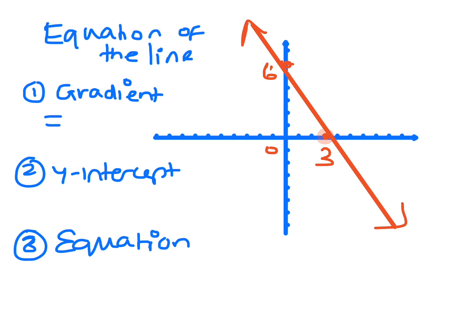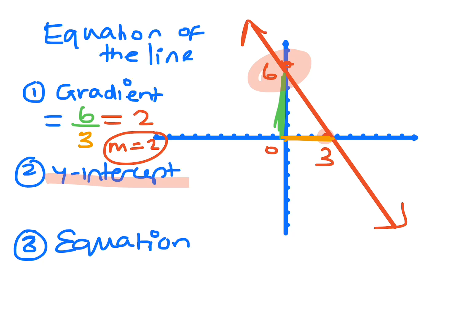Right, so first of all, we're going to find the gradient. So the gradient is the rise over the run. So the rise is 6, and the run is out there, so that would be 3. So 6 over 3 will equal 2. So that means the gradient equals 2. The y-intercept is where it cuts the y-axis. If you look at this, it is going to be 6. So the y-intercept equals 6.